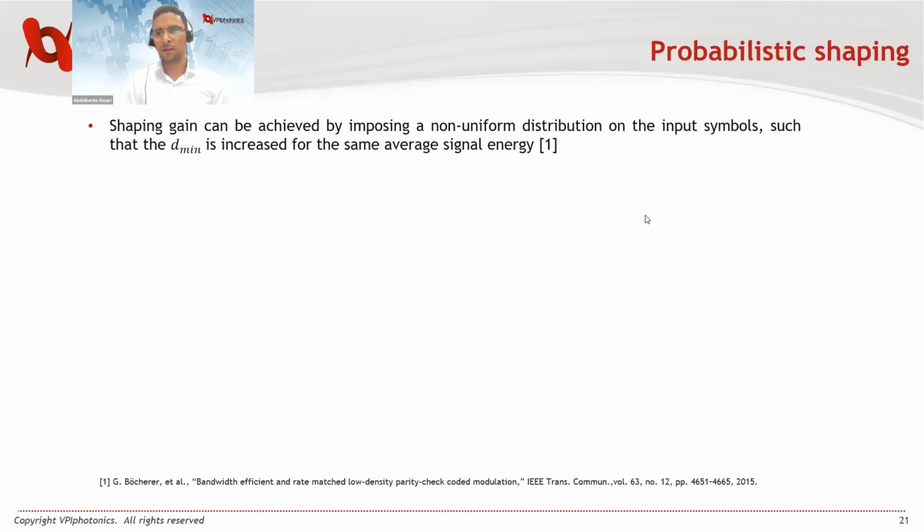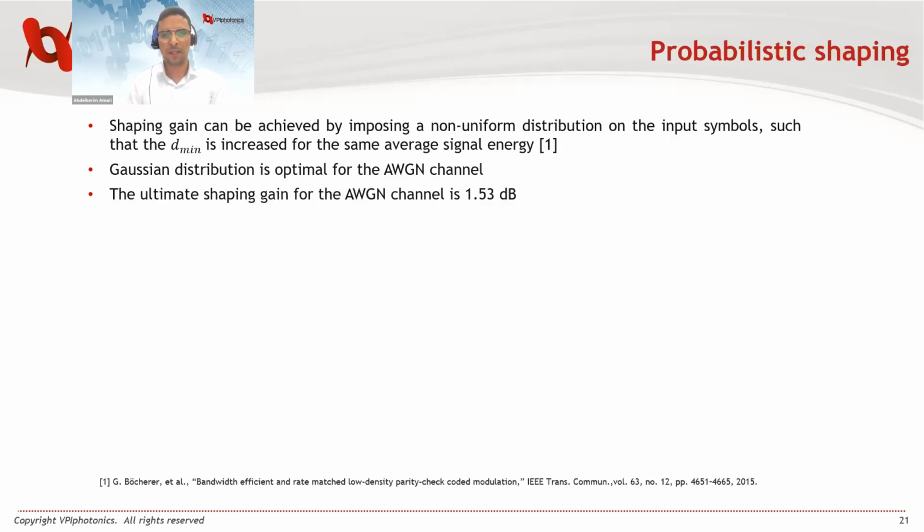Let's start first with probabilistic shaping. The main idea of probabilistic shaping is to approach the channel capacity by targeting a non-uniform distribution on the input symbols. This leads to an increase of the minimum Euclidean distance and then increases the performance. The optimal distribution for the AWGN channel is the Gaussian distribution in continuous time and the Maxwell-Boltzmann distribution in discrete time. By using this distribution, we can achieve up to 1.53 dB gain as an ultimate shaping gain.